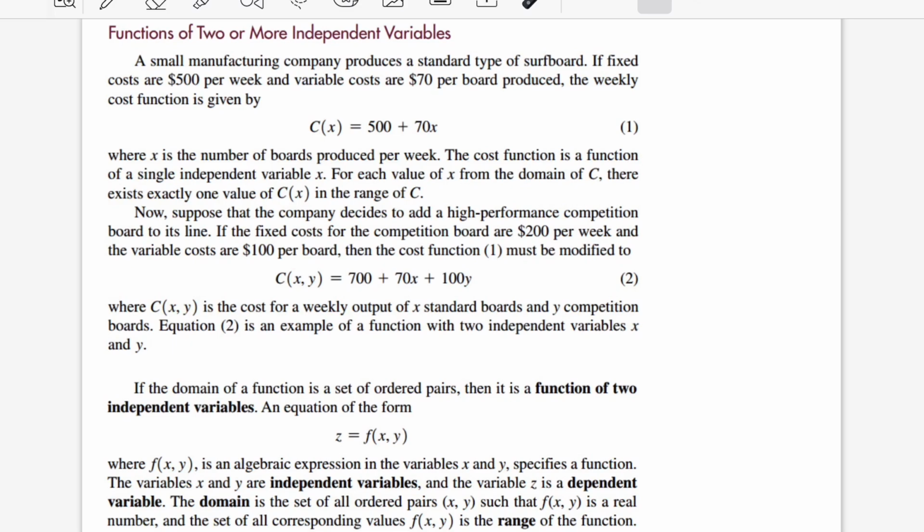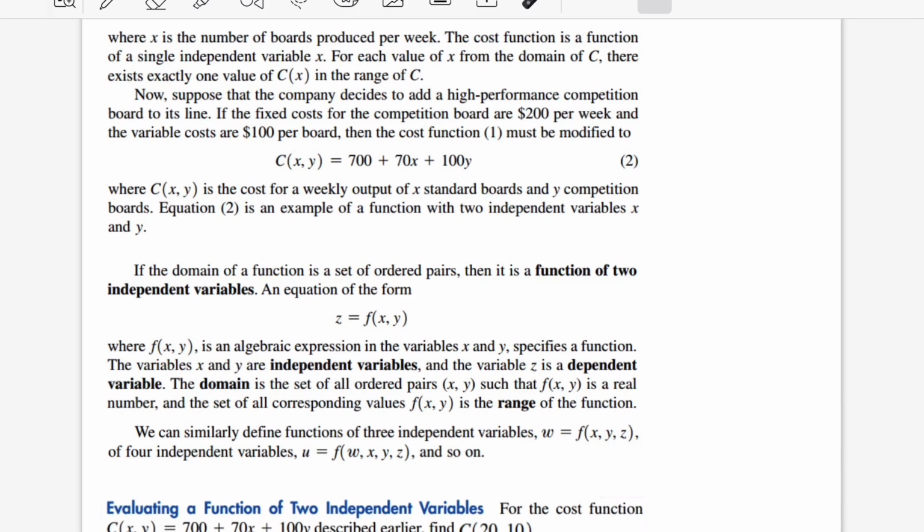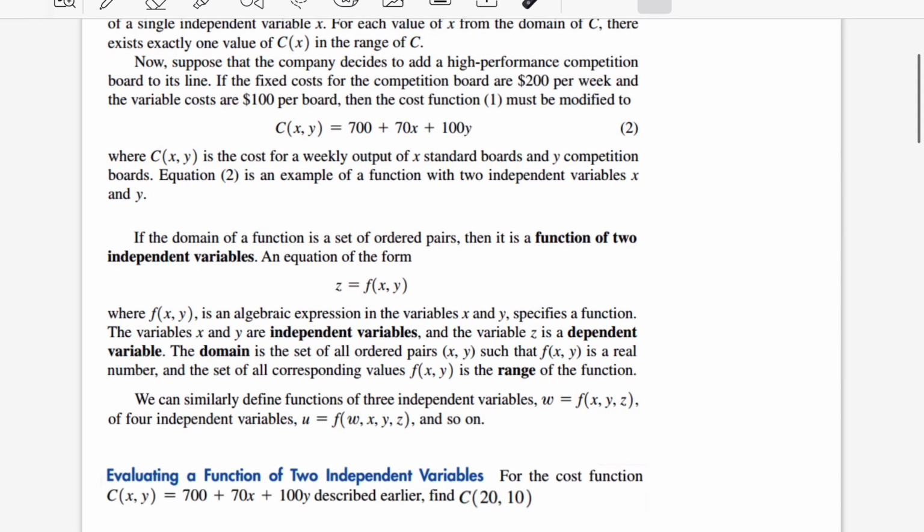So a function of this form here, this is a standard example, is an algebraic expression in the variables x and y, and like we said, x and y are the independent variables, and this z here is our dependent variable. Z is dependent on the variables x and y. Now we can define functions of 3 independent variables, like w for example, or 4 independent variables, and so on in a similar manner. Let's look at some examples of this.